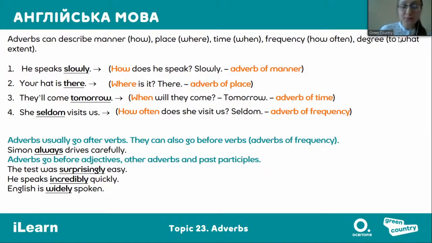But adverbs go before adjectives, other adverbs, and past participles. For example, the test was surprisingly easy. So we have an adjective, easy, and the adverb surprisingly before it. He speaks incredibly quickly. So we have two adverbs, and they go at the end. And English is widely spoken. So we have spoken, which is a past participle, and we have an adverb before it.